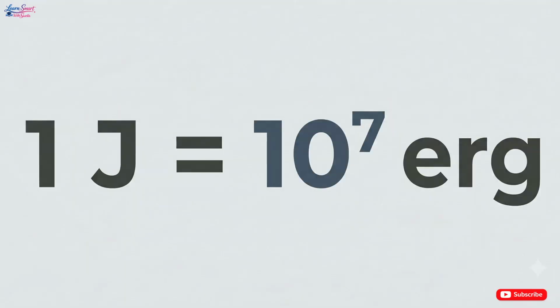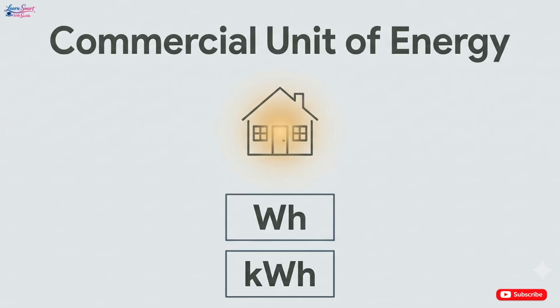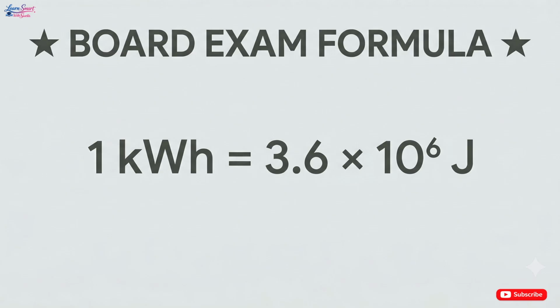The SI unit of energy is joule. 1 joule equals 10 to the power 7 ergs. For electrical energy consumption, we use watt hour and kilowatt hour units of energy. The most important relation is 1 kilowatt hour equals 3.6 into 10 to the power 6 joules. This is a favorite board examination question.